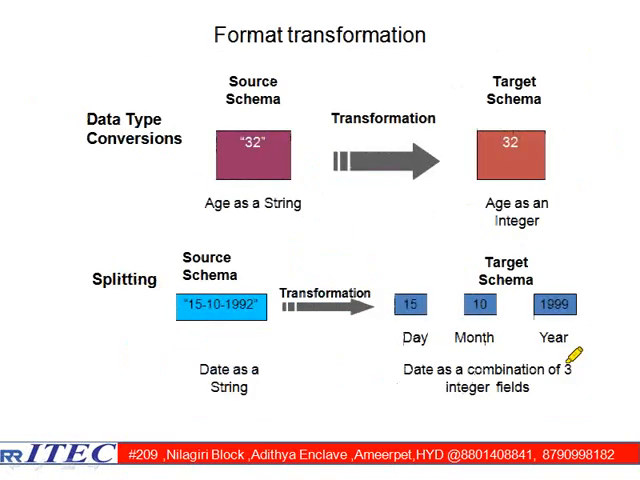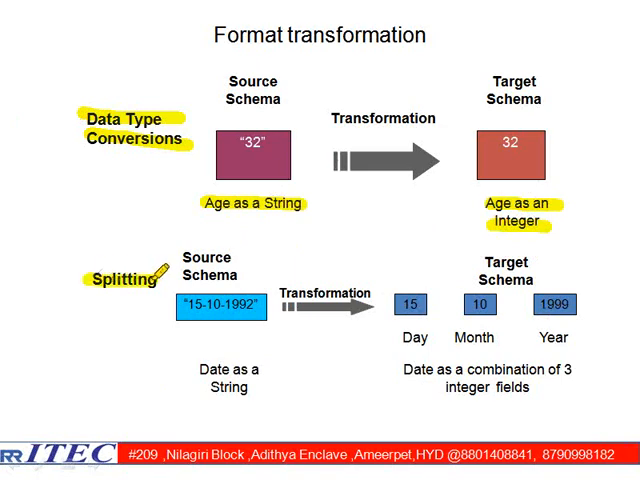Next one, format transformation. What do you mean by format transformation? We are trying to convert whatever age is available as a string into an integer. This is called data type conversion. A string data type we are trying to convert into an integer data type.